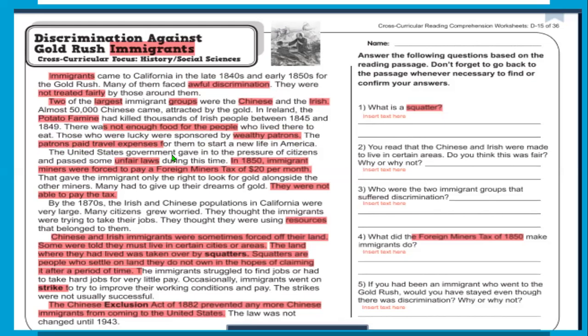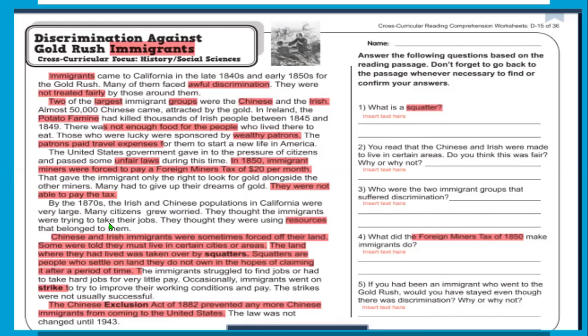The United States government gave in to the pressure of citizens and passed some unfair laws during this time. In 1850, immigrant miners were forced to pay a foreign miner's tax of $20 per month. That gave the immigrant only the right to look for gold alongside the other miners. Many had to give up their dreams of gold. They were not able to pay the tax. By the 1870s, the Irish and Chinese populations in California were very large. Many citizens grew worried.